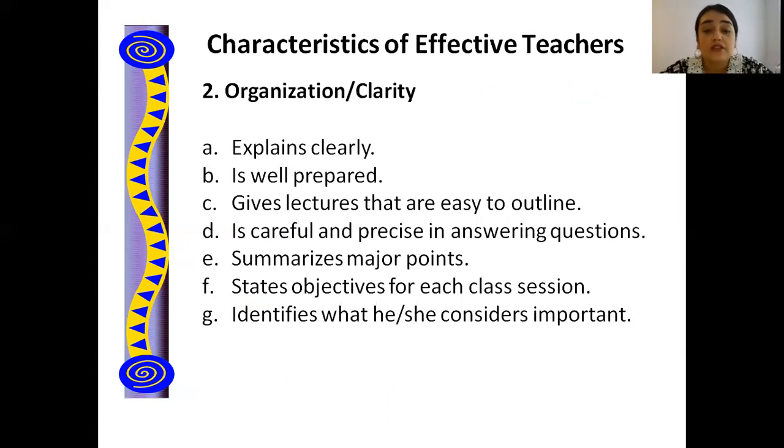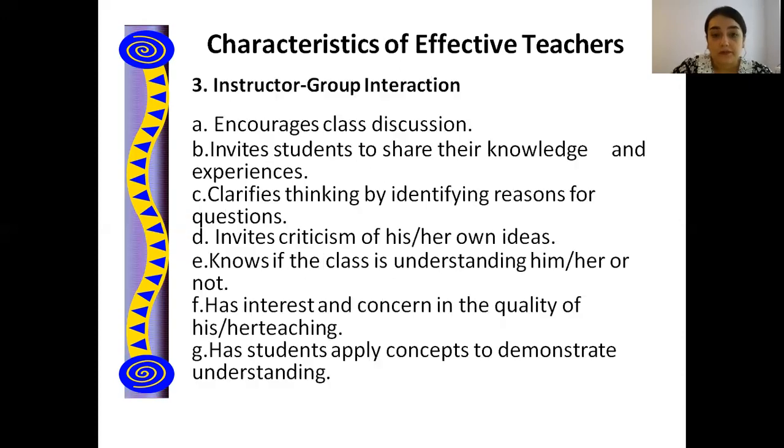The second characteristic of effective teachers is organization and clarity. It includes explaining clearly, preparing well, giving an easy outline to your lesson, and giving precise and careful answers to questions. You should also summarize major points. It is also stated that stating objectives for each class session is one of the elements of organization and clarity in effective teachers.